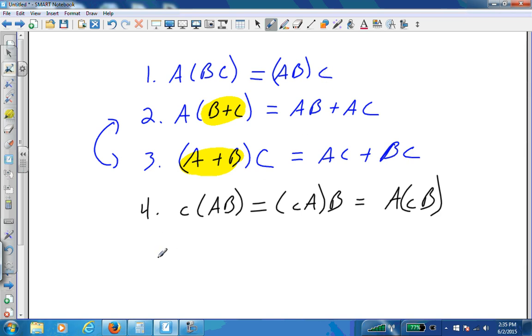But notice there was no commutative law for multiplying matrices together. So we didn't have one that said A times B and B times A are the same. That's in general not going to be the case. Again, association and distribution work, but not commutation or commuting.